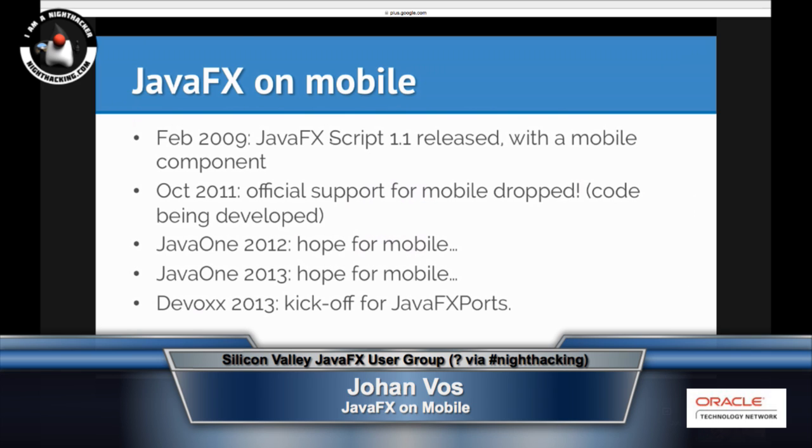Then at a meeting in 2013, we had a meeting with a few Illustrator guys, and we decided to kick off JavaFXPorts, where we were going to work together with Oracle and create the JavaFX SDKs and run them on mobile. When the official support for mobile was dropped, there was still code being developed. It was not released, but the code for iOS and Android was created along with the code for desktop, and that made it much easier for the community to port it, as we will explain later.